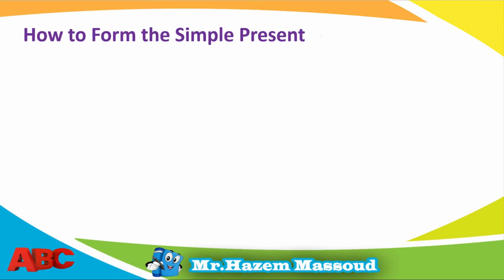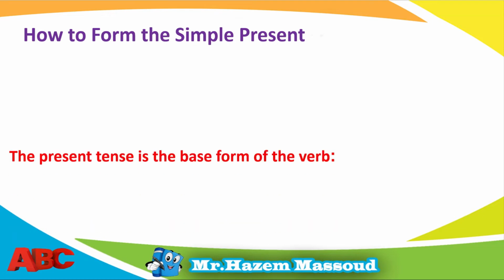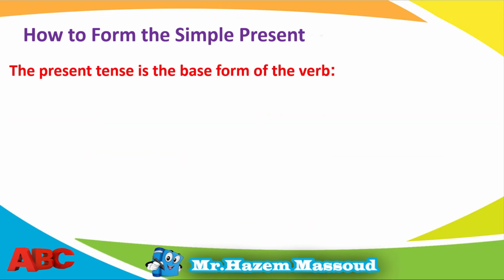How to form the present simple? The present simple tense is the base form of the verb. What is the meaning of the base form? The base form means the verb without any change. I don't add anything to the verb. This is the base form of the verb. For example, I work in London. Look here, the verb work. This is the base form of the verb work.